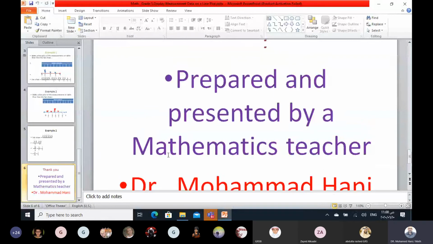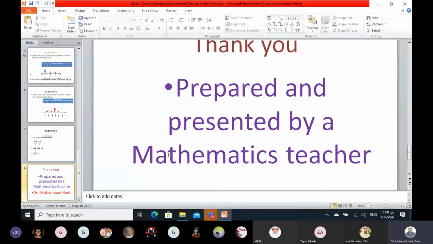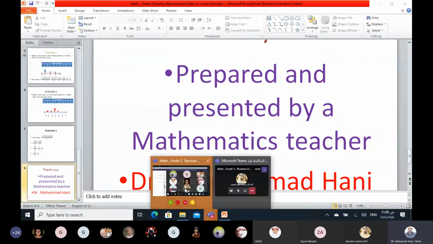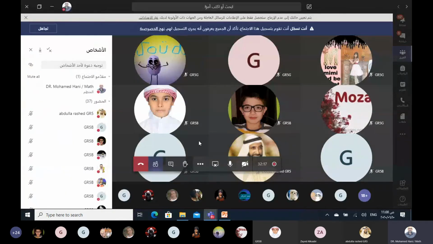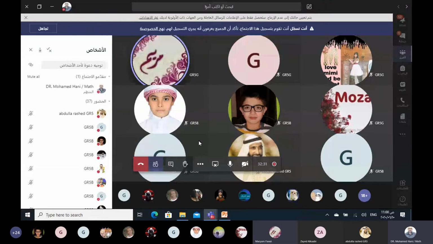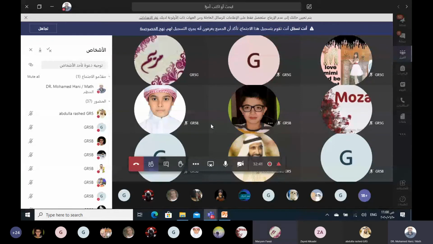So this is the meaning of the line plot. How to draw the line plot, how to represent the data, and how to show the frequently repeated numbers using points or crosses or X's. Then how to find the fair share. When you want to find the fair share, add all the numbers inside the data, then divide by the amount of numbers. So this is our revision today.